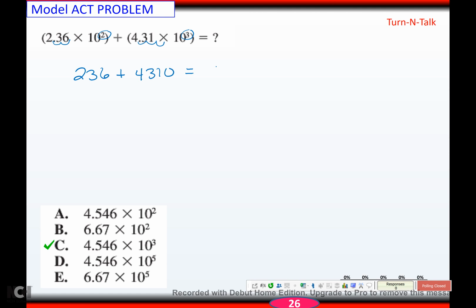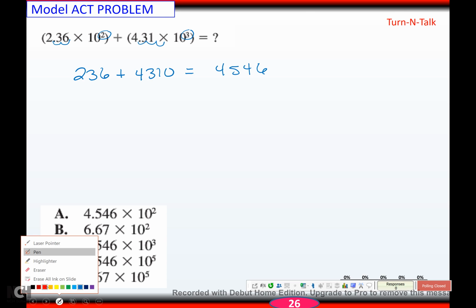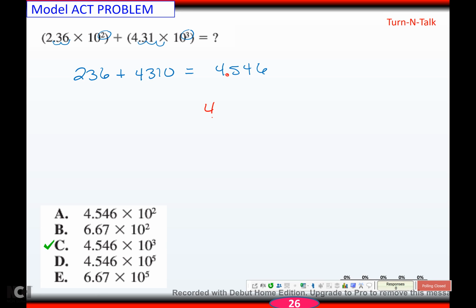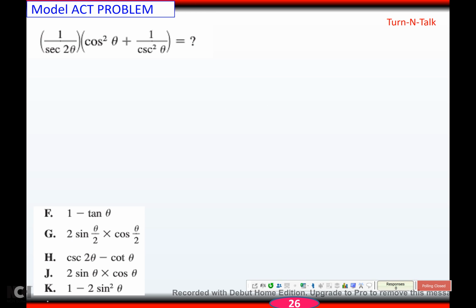Well, if I add those up, I get 4,546, which in scientific notation, you need a decimal right there, 4.546, and then to move back to where it was, which was at the end, is 1, 2, 3 to the right. Okay. All right, do this one, hit pause, come back when you're ready.